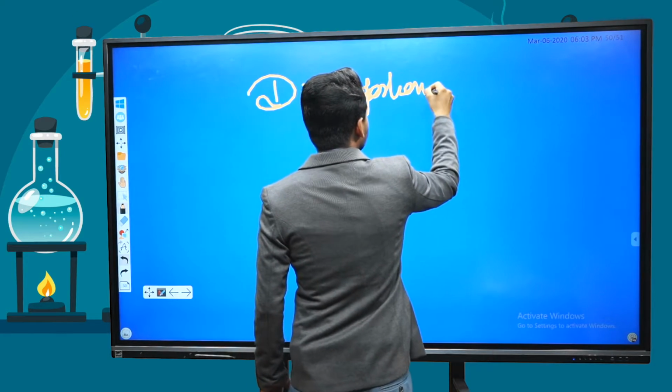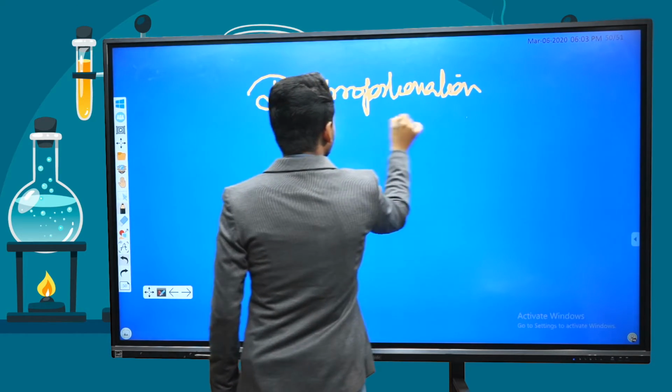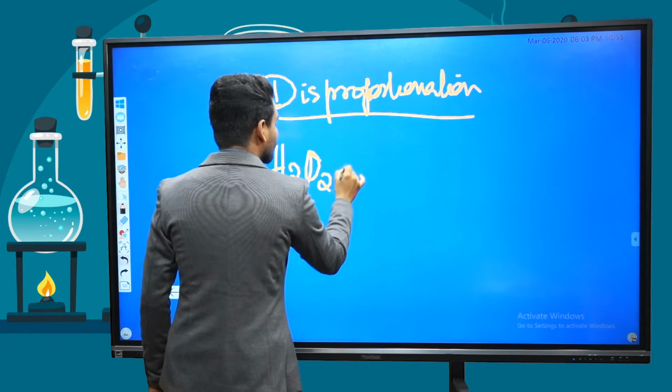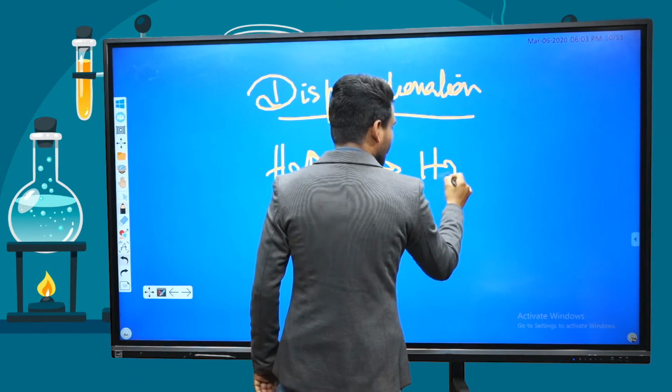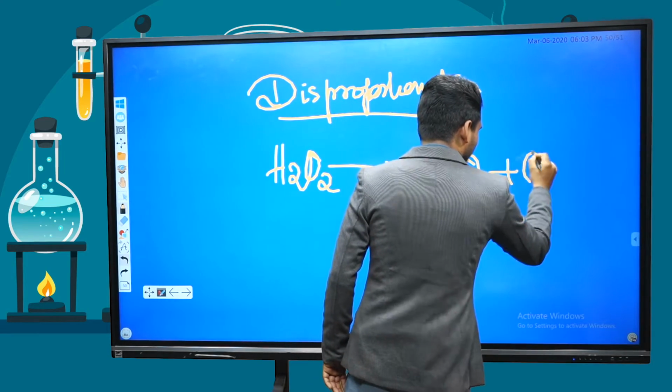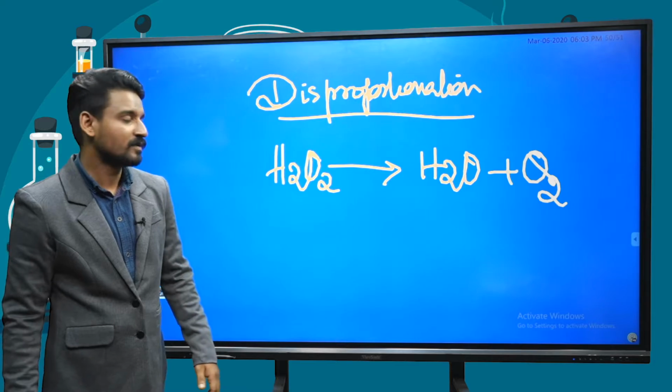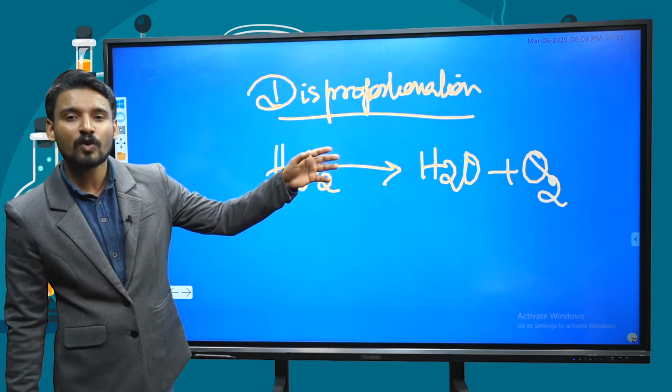Disproportionation reaction is nothing but an oxidation reaction and a reduction reaction taking place in the same species. Let's look at this one: H2O2 gives H2O plus O2.